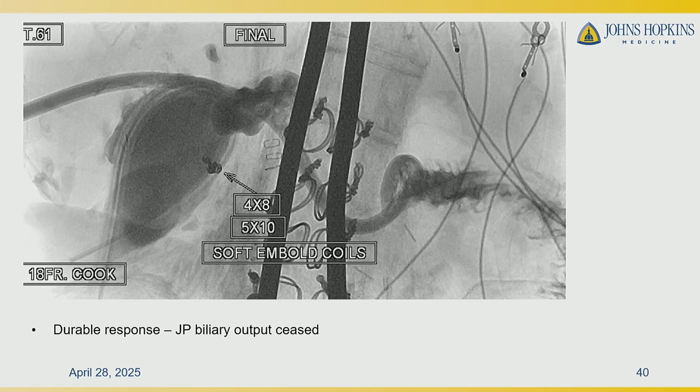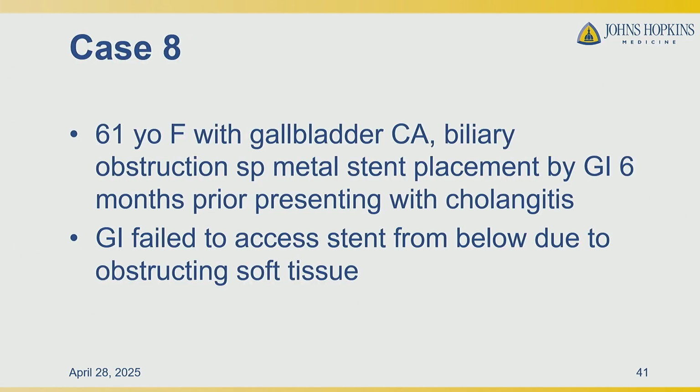And we actually had a durable response. So all the contrast filling is from the actual case, but her biliary tube output did cease, and she was able to lose that JP drain without any recurrence of filling in the gallbladder fossa. So good outcome from that perspective, and again, another use of glue and coils in an unusual place to control biliary mischief. I think I'll make this my last case.